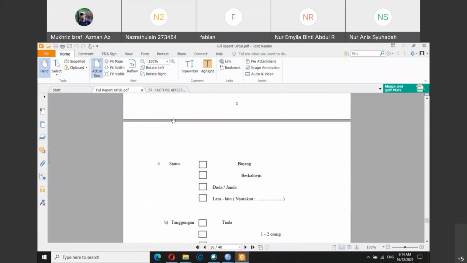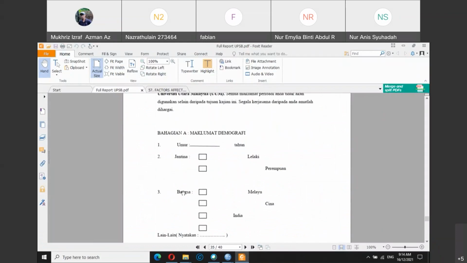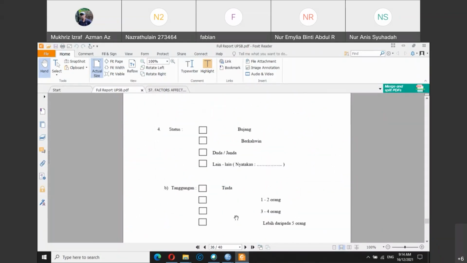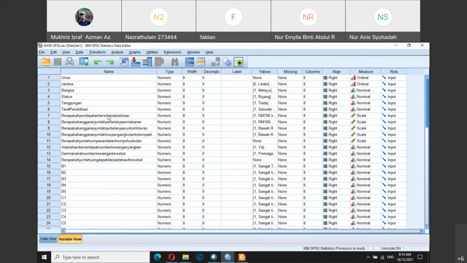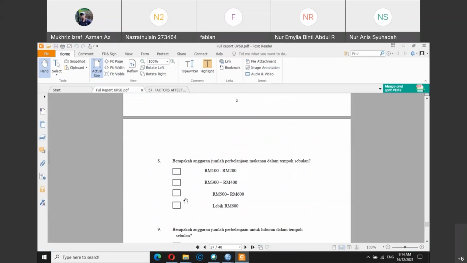Question 1 is about the age, 2 about the gender, 3 about the race, 4 about your marital status, and then the rest. So you can see the sequence in the questionnaire here, and how it matches the items in the SPSS file, until the end of the questionnaire.